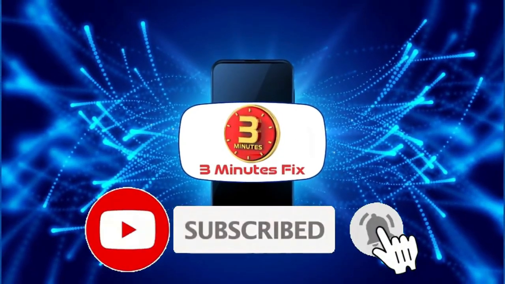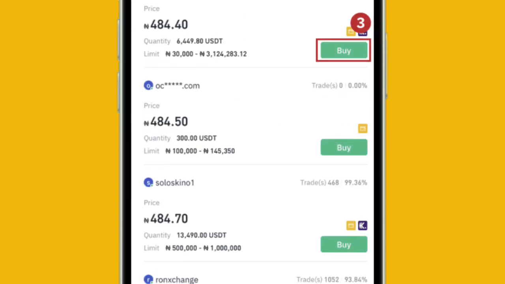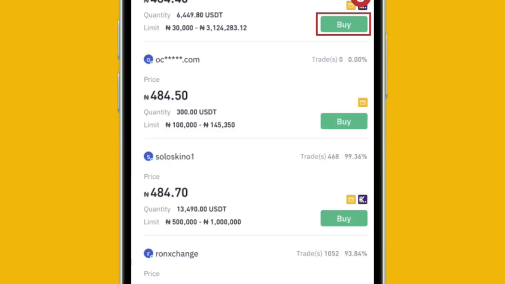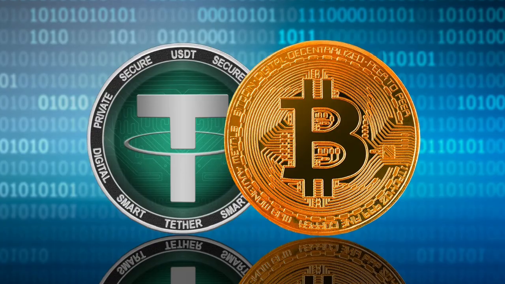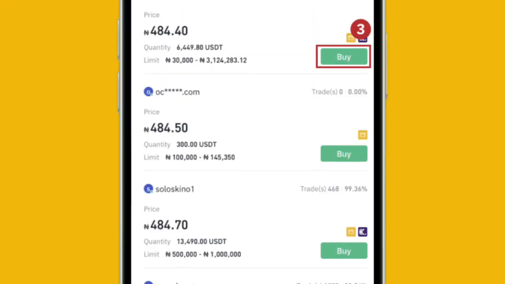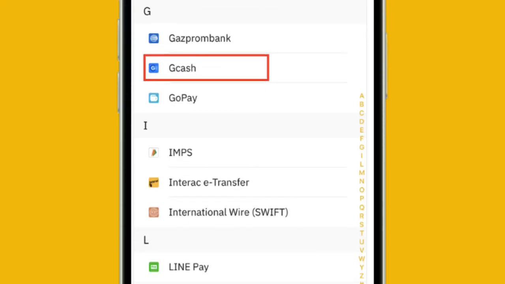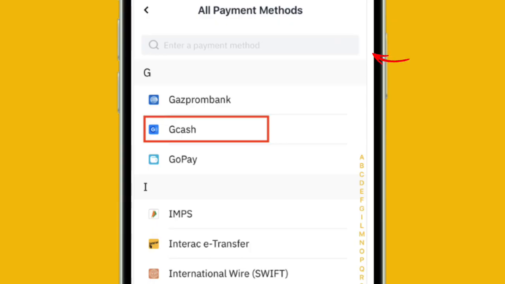Let's get started. Open the Binance app and navigate to the P2P trading section found under the Trade tab to access the direct peer-to-peer marketplace. Select the Buy option and choose your desired cryptocurrency, such as USDT or Bitcoin, to begin filtering for available sellers. To find compatible trade partners, set your local fiat currency and use the filter tool to select your preferred payment method, like a local bank transfer or mobile money.